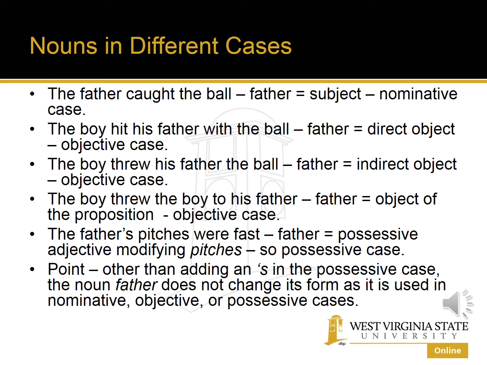So the point here that I'm trying to illustrate is that other than adding an apostrophe s, the noun father does not change its form as it's used in the nominative, objective, or possessive cases. This is a simplification of what is called a declension. In languages such as Latin, Greek, and German, nouns are declined as they're used in different cases, meaning that they take on different endings depending on what case they're being used in.